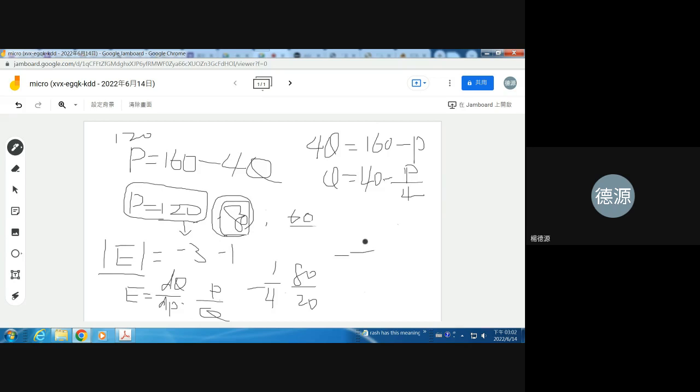And now 60. The same thing, 1 quarter, the price is 60 and Q is equal to 25. So how much is it going to be? It's negative 15 over 25, so it's 3/5. Okay, so this is what we get.